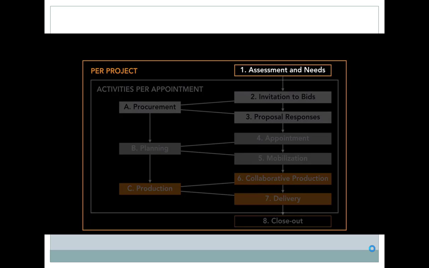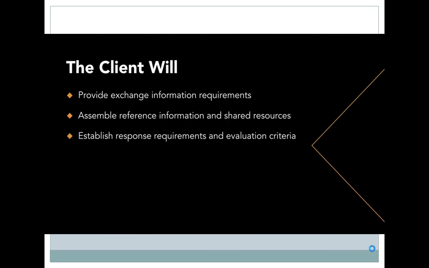Once the client establishes their needs and organizes them, they can start the bidding process. An invitation to bid is created by compiling the information developed during the assessment and needs activities. The client will provide the exchange information requirements, assemble references and shared resources, and describe the bid response requirements and selection criteria. And these are the first steps to initiate any new project.